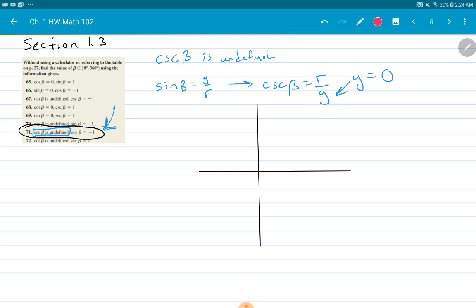So as a reminder, this is like our initial side right here. And then our angle beta is defined by where that terminal side ends. So our point x, y will be on that terminal side. We just found out that y equals 0, so that tells me that we must be somewhere on the x-axis, because that's the only place that y is 0.